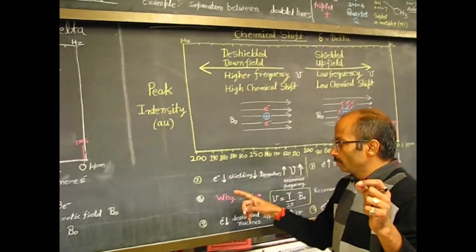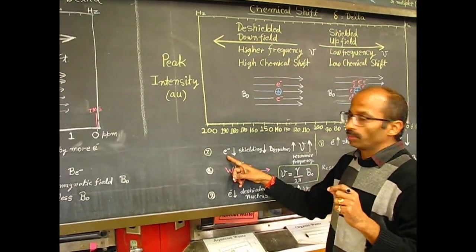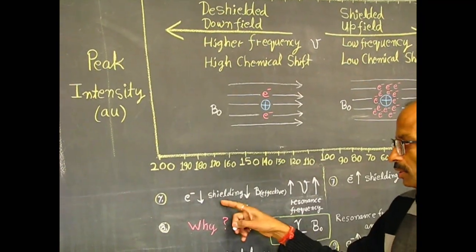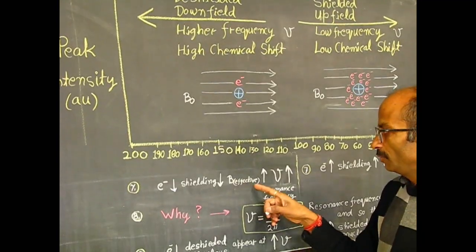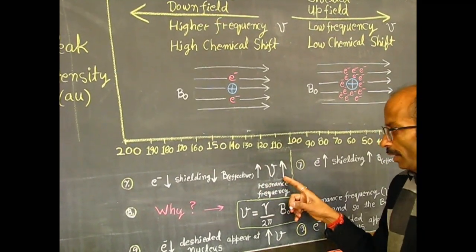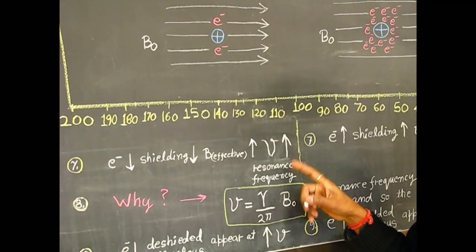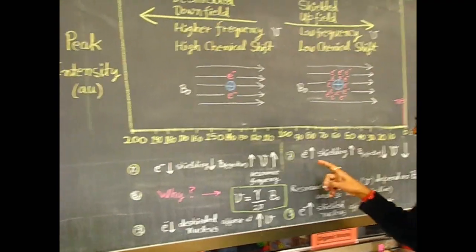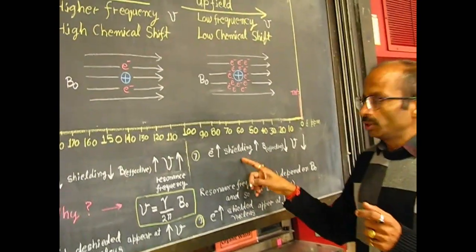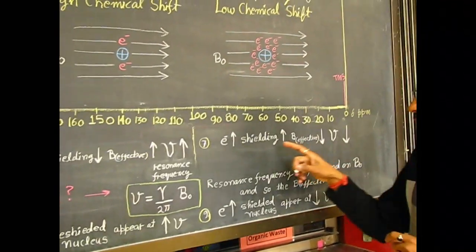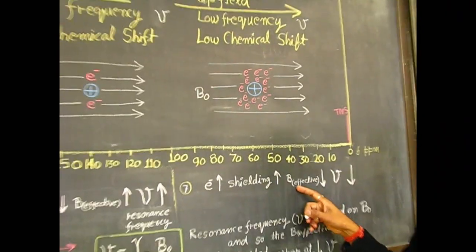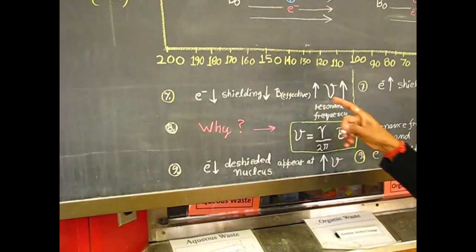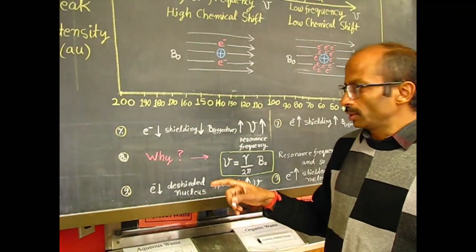So we can summarize: if fewer electrons surround the nucleus, then shielding goes down, B effective will be high, and the resonance frequency required to resonate the nucleus will be higher. On the other hand, if the electrons are more, then shielding goes very high around the nucleus, B effective will be low, and the frequency will also be low. Now you can ask why B effective and frequency, what is the relationship?